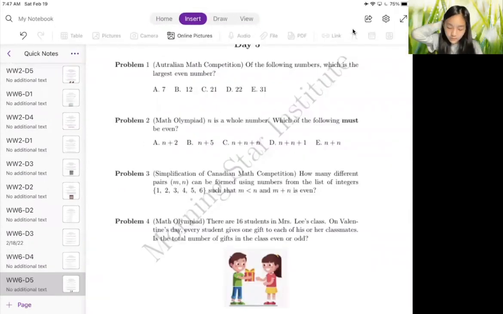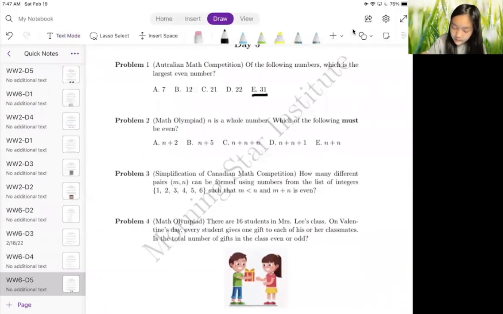A5 problem 1. Of the following numbers, which is the largest even number? So the largest number here is 31, but it is odd, so it can't be the largest even number. And the second largest is 22, and it's even, so it's D.